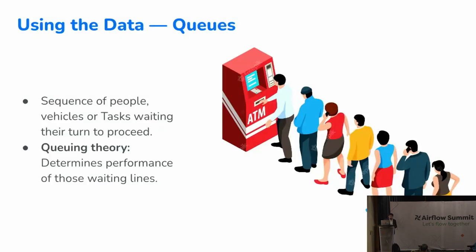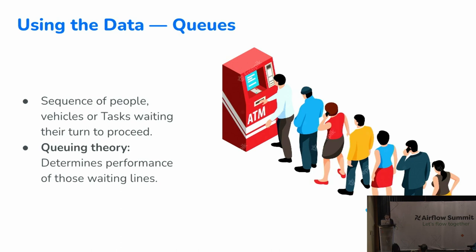All right, we have our graph, we have our data, we have everything there. What do we do with that data? I propose two tools to analyze them. The first one is queues.